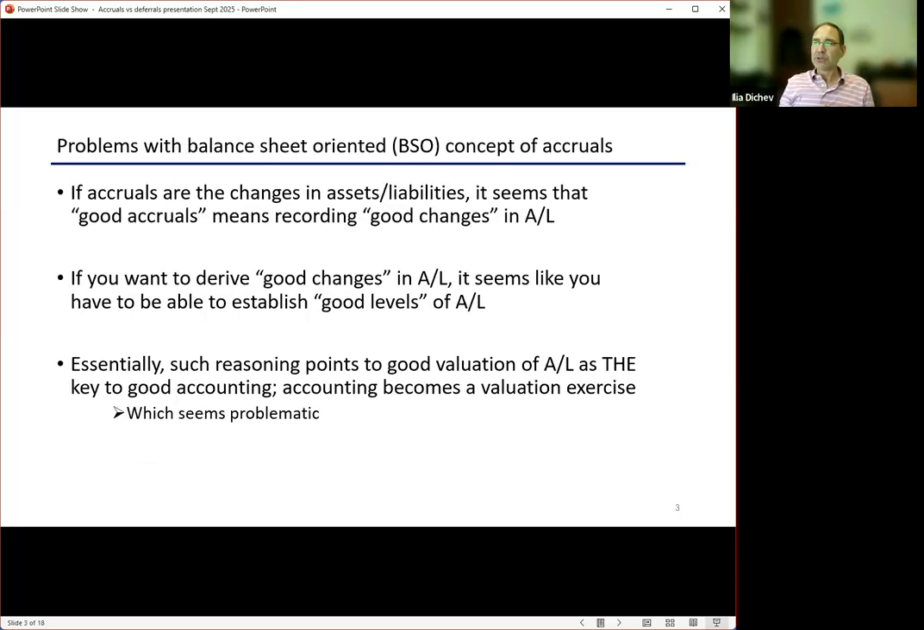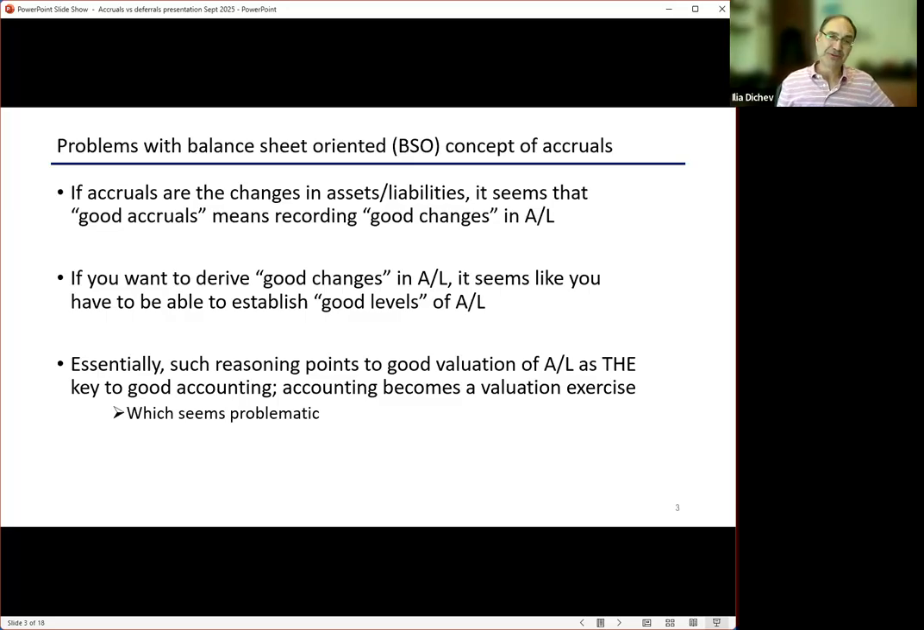And to give you an example of the possible mischief that can happen here, let's say that you look at this balance sheet oriented concept of accruals and say, well, how do I want to have good accounting, right? This is, say, an accounting design project. What would you do with accruals to have good accounting? So to have good accounting, you probably need to have good accruals. And if accruals are the changes in assets and liabilities, then to have good accruals and good accounting, it seems to imply that you should have quote unquote good changes in assets and liabilities.